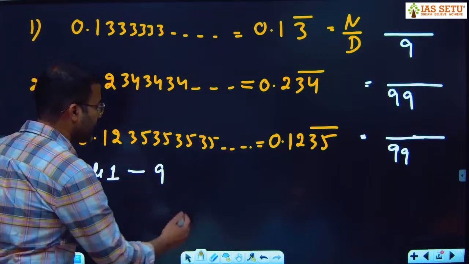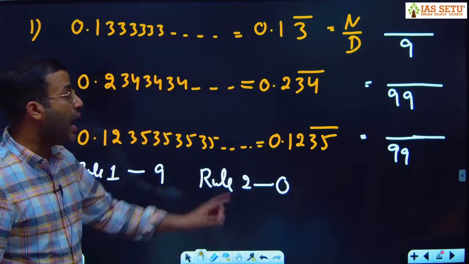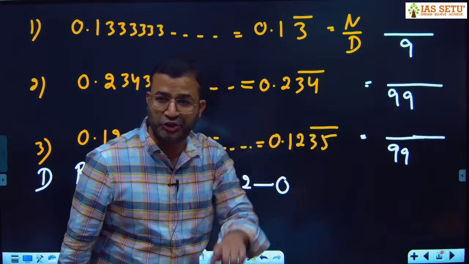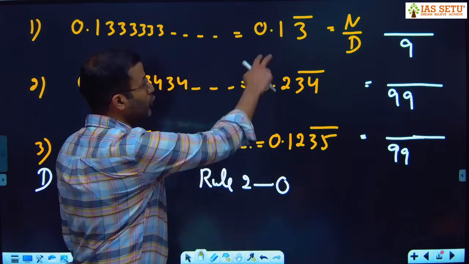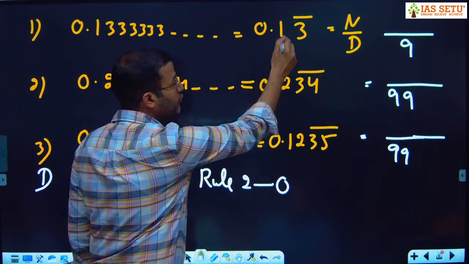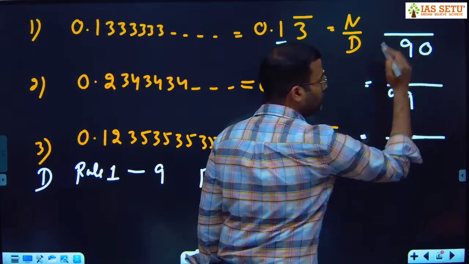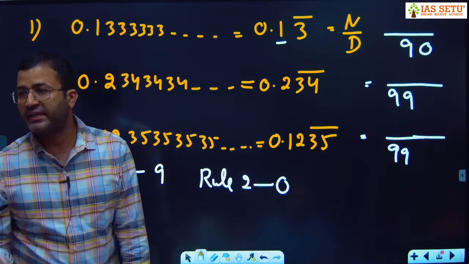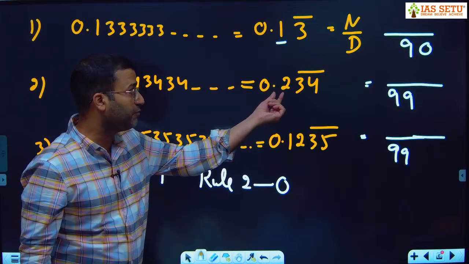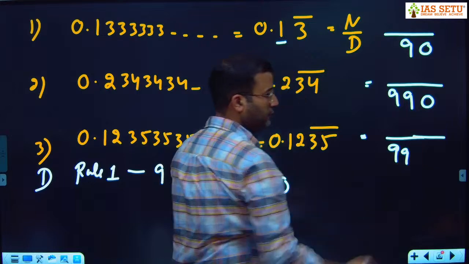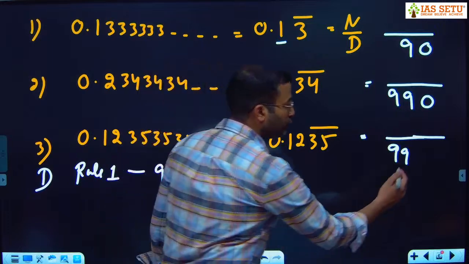But we have 2 rules. The second rule for the denominator is for 0. After this 9, as many 0s as many digits between the decimal and the recurring part. Here there is 1 digit after the decimal but not repeating. For that we put 0. So there is 1 digit between the decimal and the recurring part, we put one 0. Here we have 2 digits between the decimal and the recurring part. For these 2 digits we put two 0s.